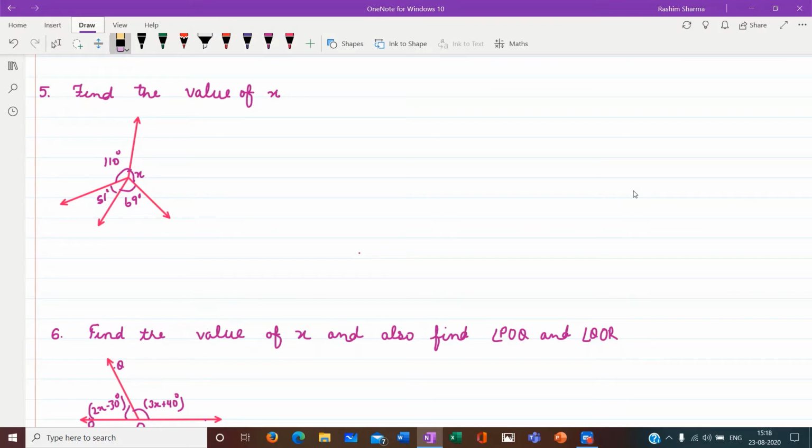Question number 5 is find the value of x. Here we can see we are given angles around a point, and we know the sum of angles around a point is equal to 360 degrees. So we will add here all angles. So we will write it as 110 plus x plus 51 plus 69. All four angles, the sum of these is equal to 360 degrees. Why is it 360? We will write the reason here. Sum of angles around a point.